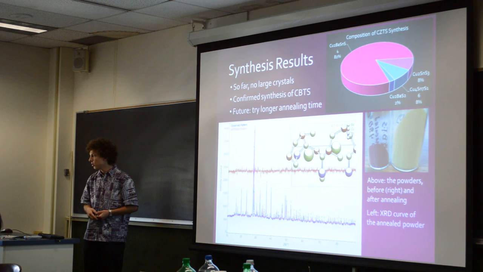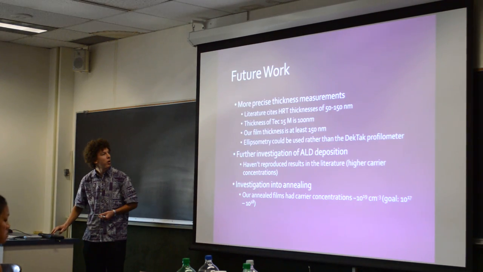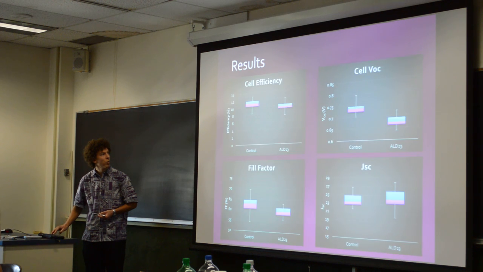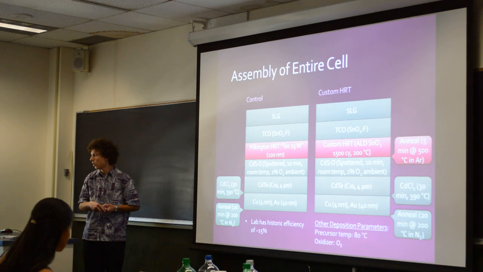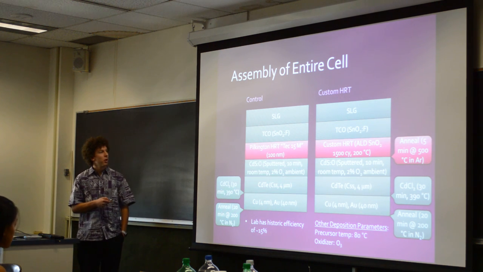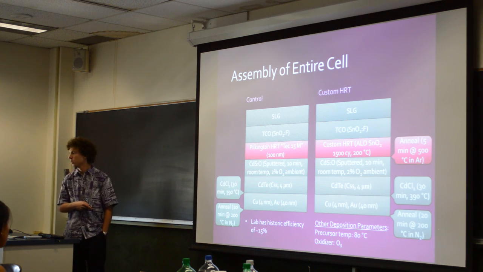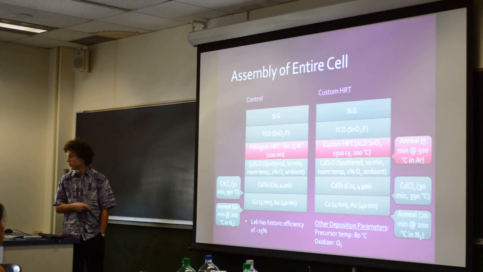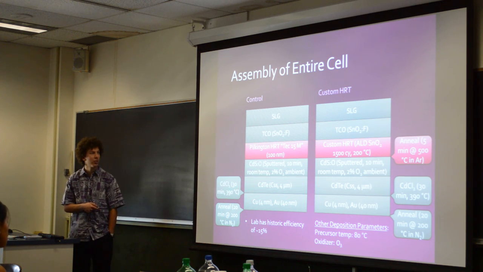Could you say again what was the specific difference between your control cell in the previous project and the other tested one? So the control one is just the commercially available Tech 15. And the comparison you make, is it just a single layer of fluorine tin oxide followed by the HRT? Yes, exactly right. And the HRT is the one that we do.